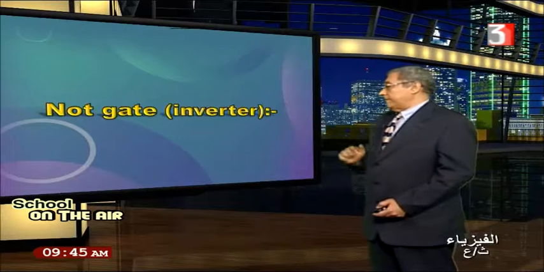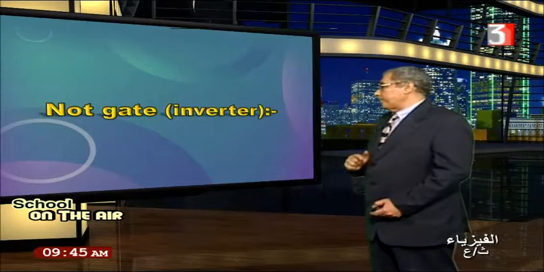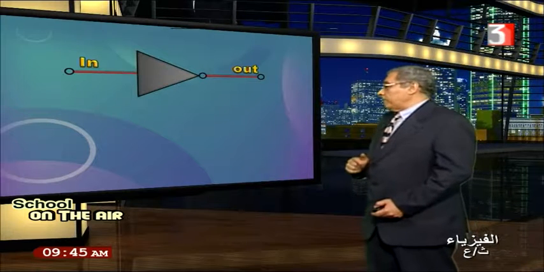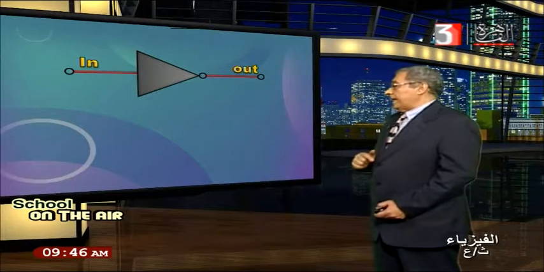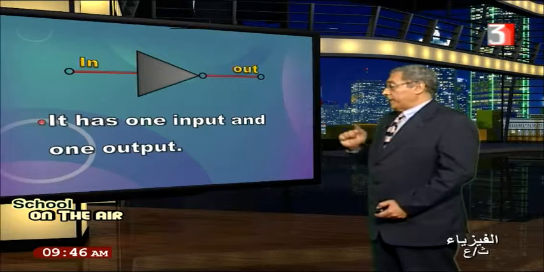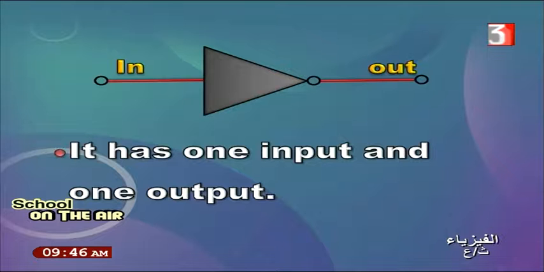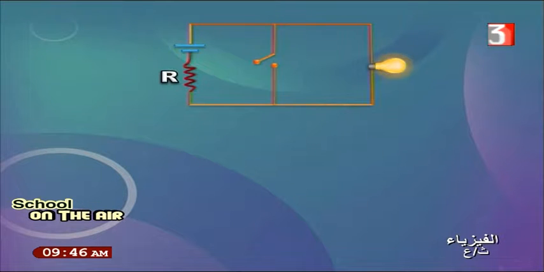We call it the inverter. What about the inverter? The NOT gate is given this symbol of an arrow. It has one input, as I said, and one output. This is the NOT gate. What about its function? It can be simplified by this electrical circuit. Gates are electronic components, but they can be understood by the electric circuit shown in front of you.